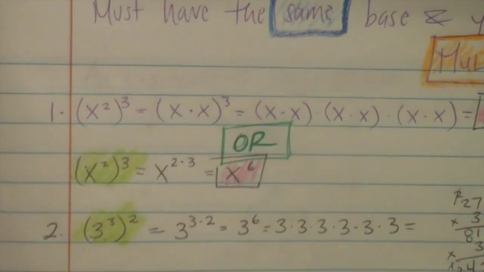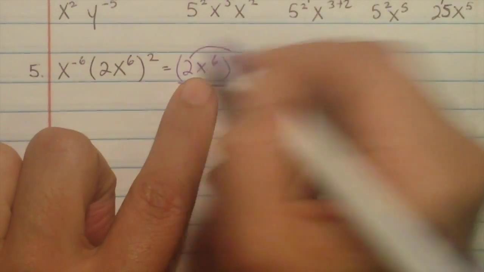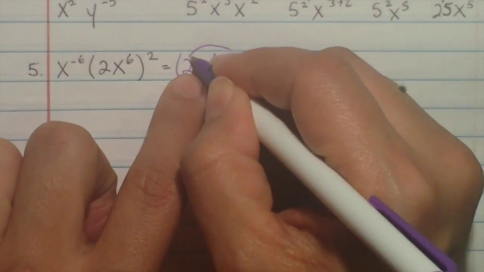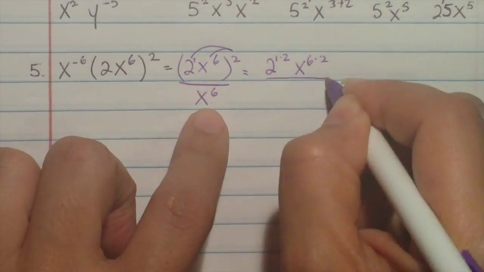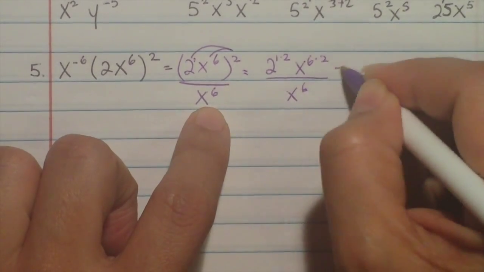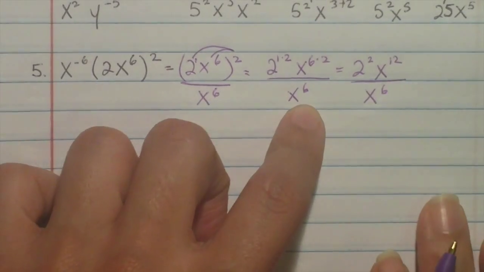Okay, power rule just simply means get in the house. You just multiply the exponents. Multiply the exponents. So let's multiply 2 to the 2, and then x, 6 times 2, which is 12. Then x to the 6 on the bottom. Go ahead and simplify that. So 2 squared, and then x to the 12th power over x to the 6th power.